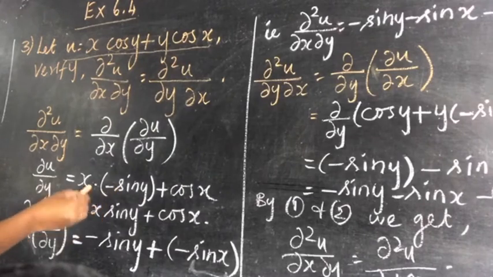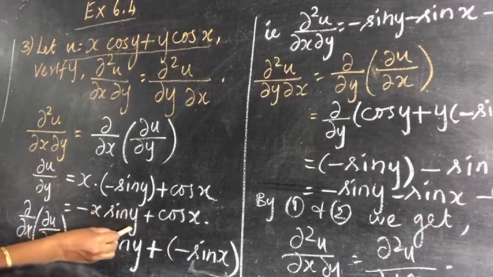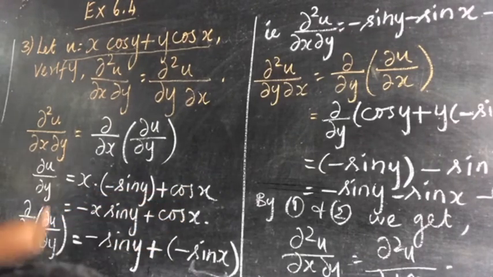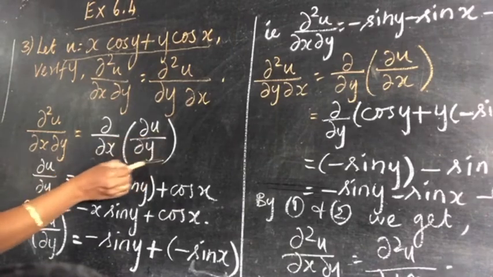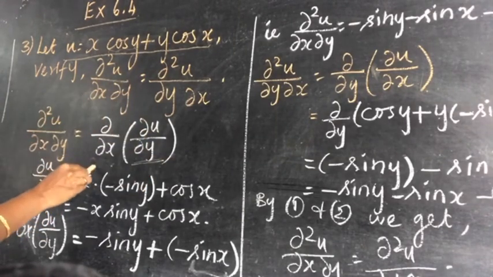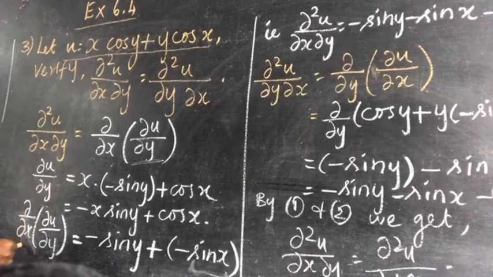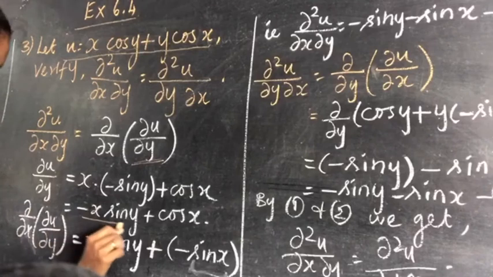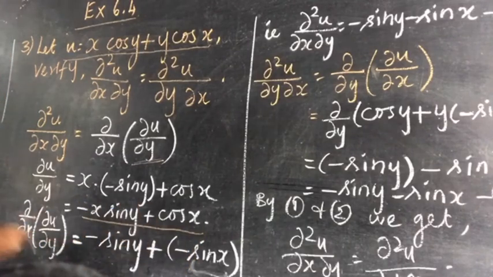So, it is minus x sin y plus cos x. We have found ∂u/∂y. Now, we need to differentiate this with respect to x. So, ∂/∂x of ∂u/∂y. We need to differentiate this with respect to x now.